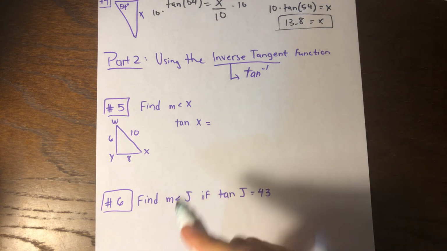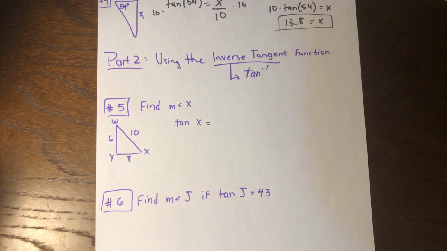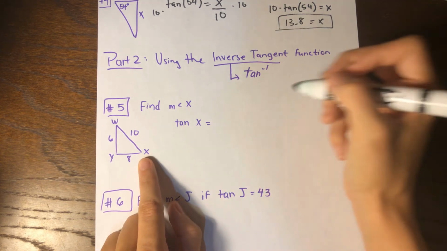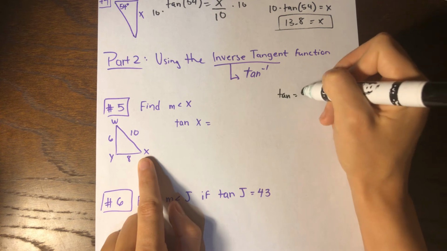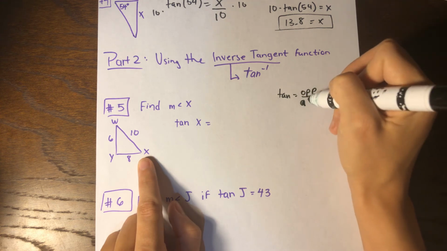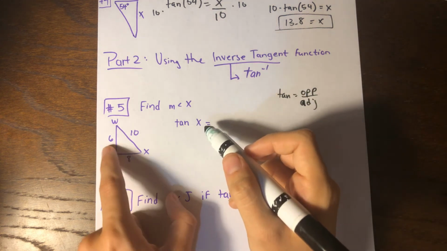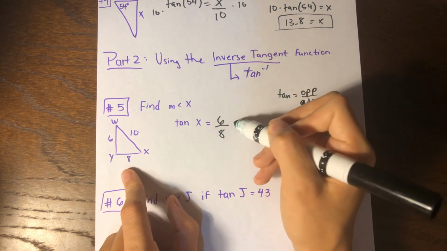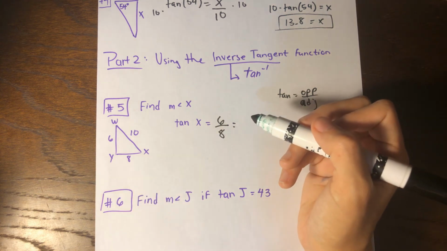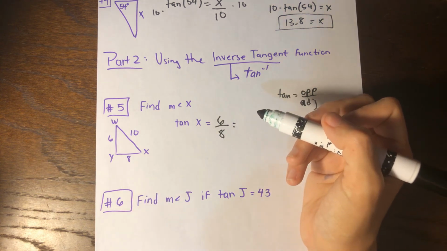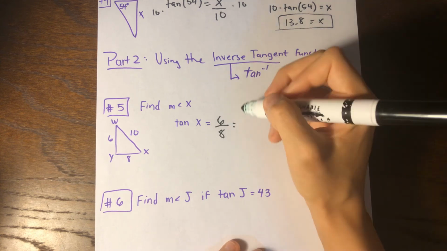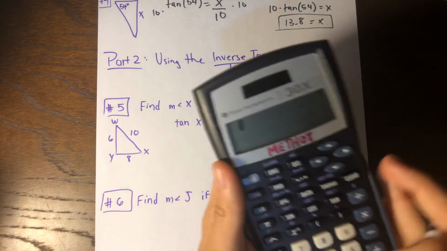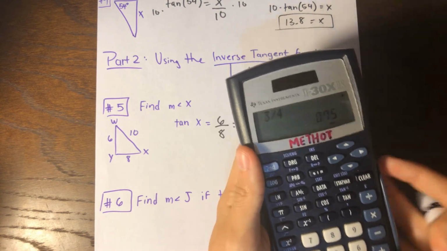So we're given a triangle with 3 different measures. Okay, we're finding the measure of x, tan x. So I know tan x, right, is opposite over adjacent. So opposite would be 6, adjacent would be 8. Can I simplify 6 over 8? Yeah. If I divide both sides by 2, I get 3 over 4. And if I want to put this as a decimal, I just do 3 divided by 4 in my calculator is 0.75.